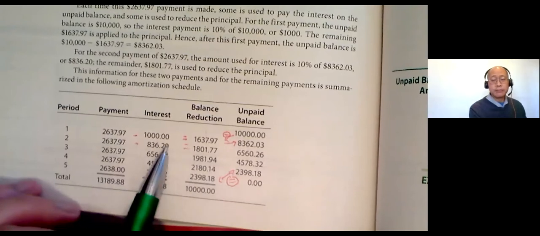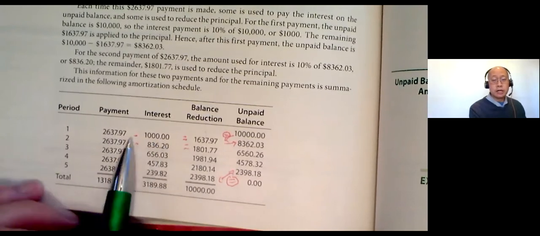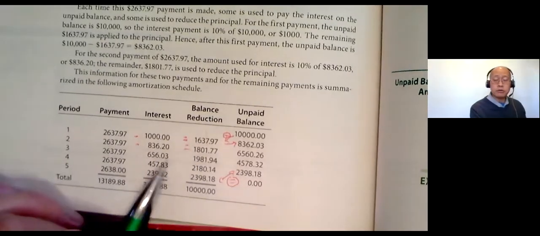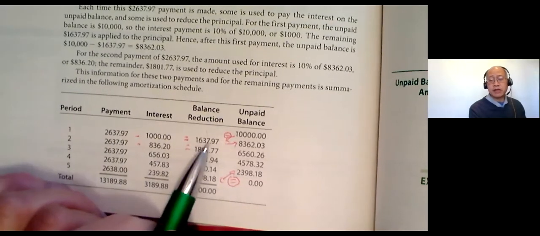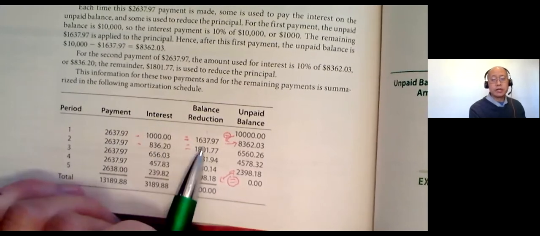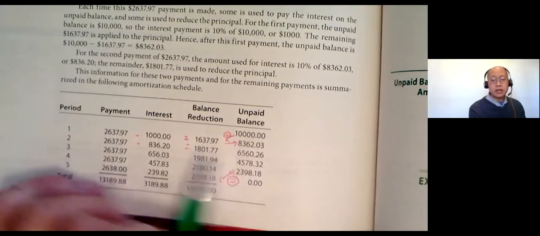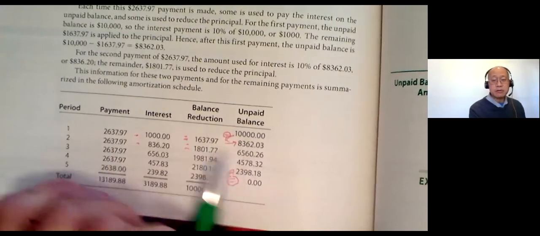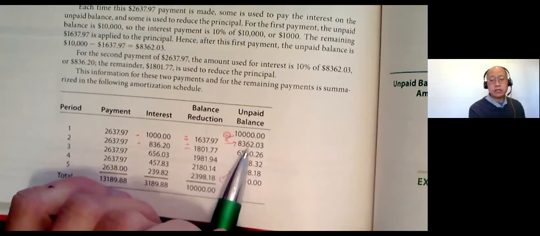And you can put likewise on your formula sheet, on your cheat sheet, so this column minus this column is this column. And those of you who know spreadsheets, this is very easy to set up in a spreadsheet. Take this cell, subtract that cell, equals that cell. This number minus this number is this. So now you owe 8362.03.